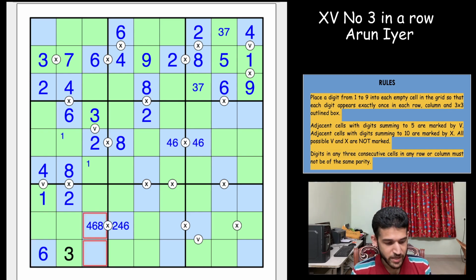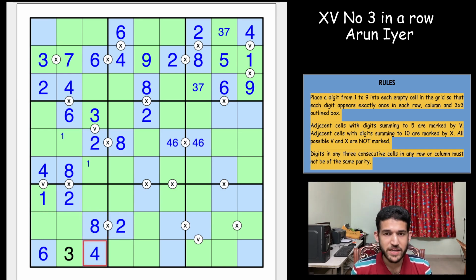This becomes a 4, 8 pair, which means this must be 6 or 2. And you can't have a 6, so that's a 2, and that's an 8, and that's a 4. A very pretty solve. If you get the start, it's really nice.